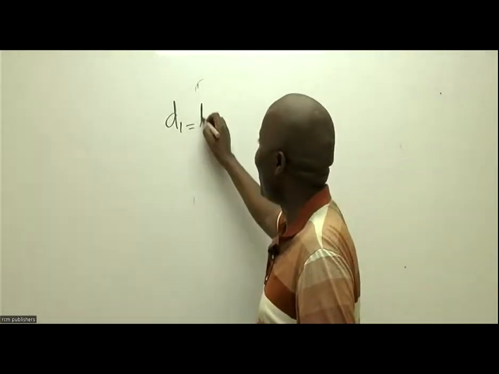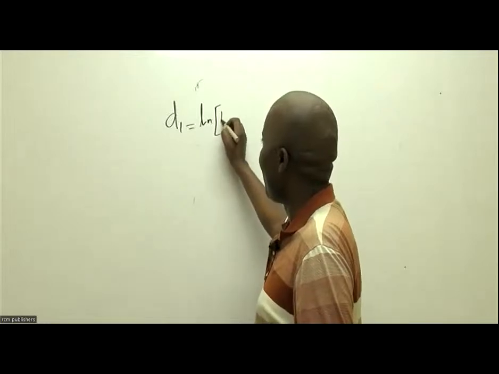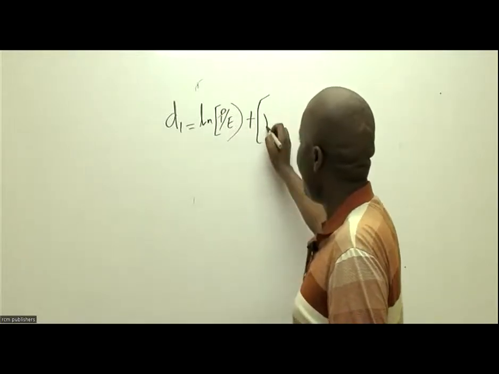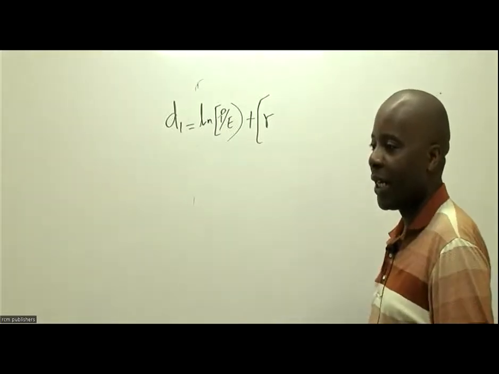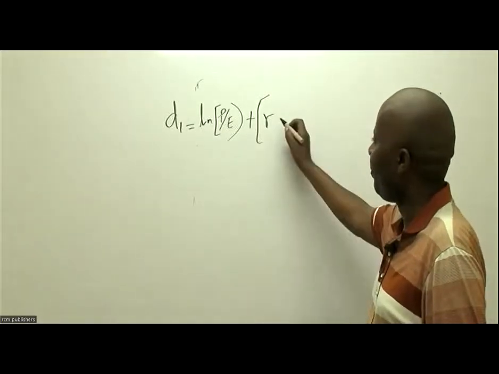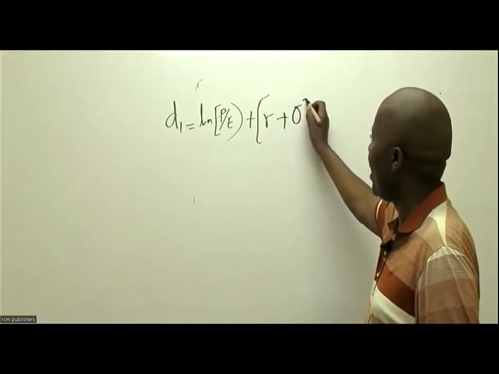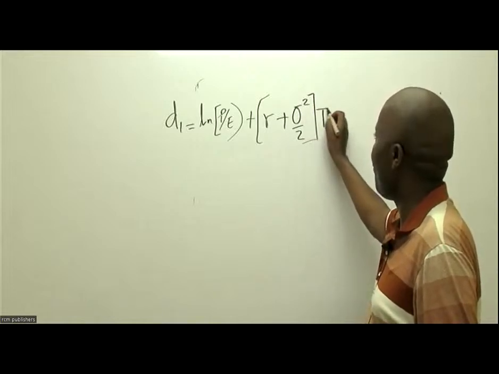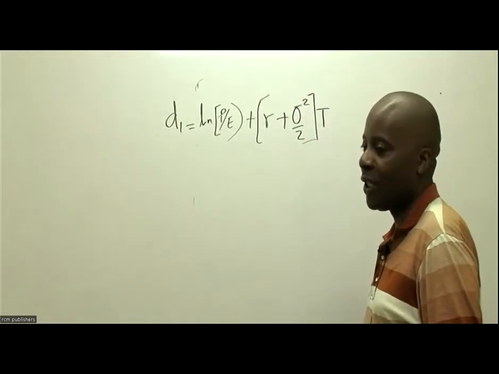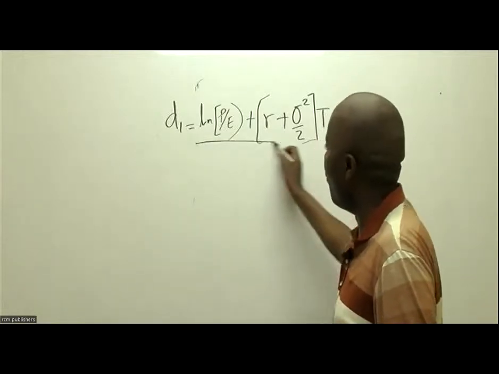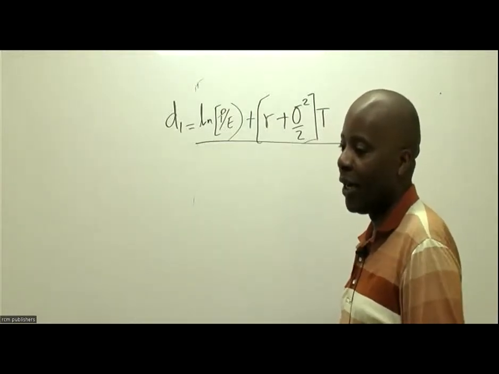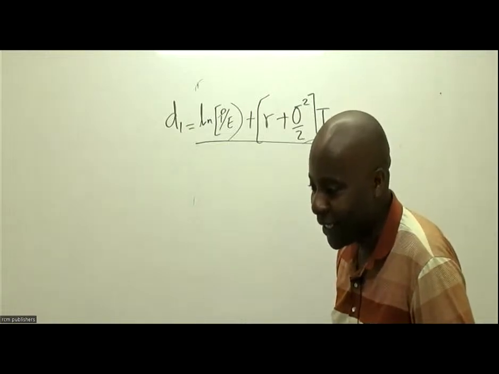We normally start with LN. So LN, P over E, plus the risk-free rate of return, plus the variance divided by 2. Then outside here we have T, all over something.